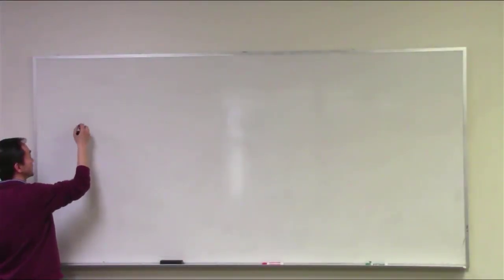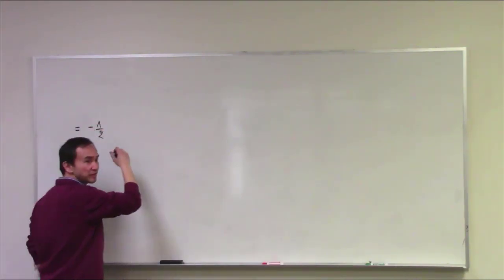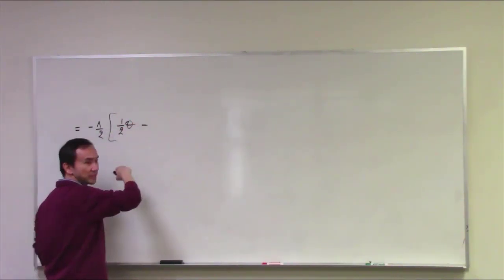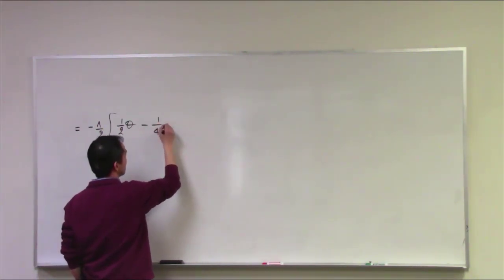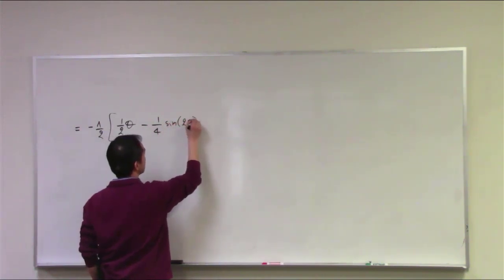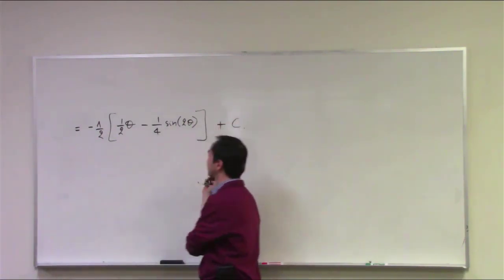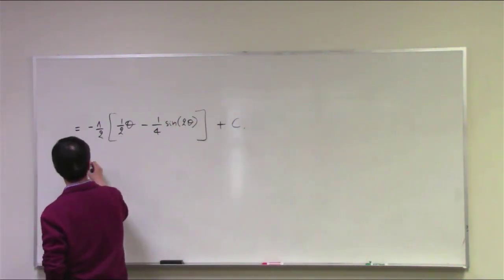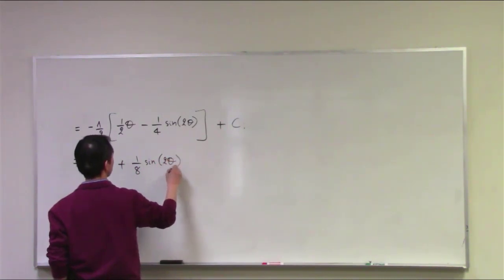That way, for the next step, we have minus 1/2 times the integral. The first term becomes 1/2 theta. The next term becomes minus cosine, so minus sine, which is 1/4 sine of 2 theta. So in that way, I'm going to make it negative 1/4 theta plus 1/8 sine of 2 theta plus c.